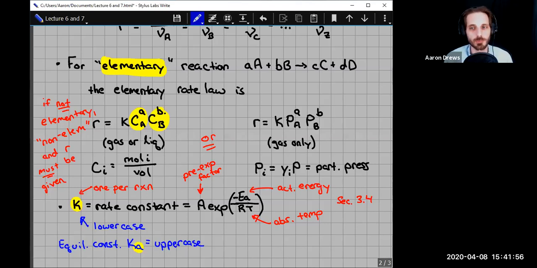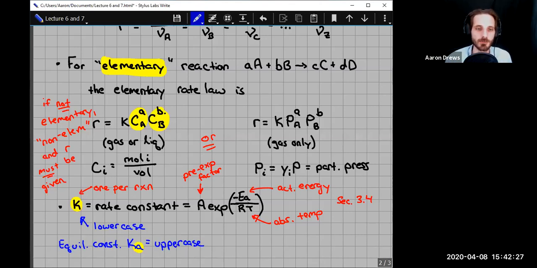They come up most often when we're looking at what's called a reaction mechanism. If you want to know what a reaction mechanism is, that's described in your book in section 3.5. And 3.5 says, well, where do elementary reactions come up most often? Elementary reactions are usually the ones that we use to build up an actual mechanism.